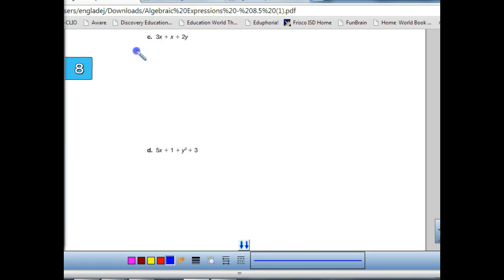This would look like 3x. So here's my 3x. I'm going to make it a little bit longer because I do have a y in here, right? So 3x plus x plus 2y's. Okay, make sure that these x's are longer than the y's, right? And this is going to be 5x plus 1 plus y squared plus 3 plus 3.